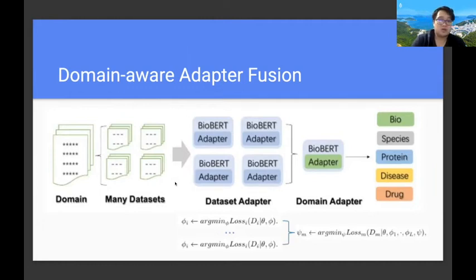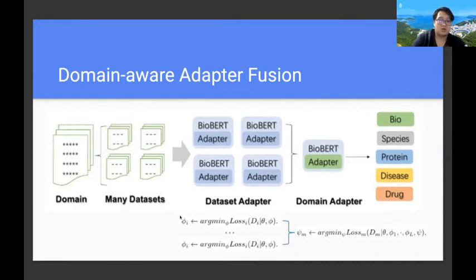The general procedure is also shown in this figure. So here we still have many different data sets, but they are now belonging to the same domain. And as is introduced previously, we will train different adapters for these different data sets, as is shown here. Then after these adapters are trained, we will do a fusion training over all these adapters to help better encode priors for this specific domain.